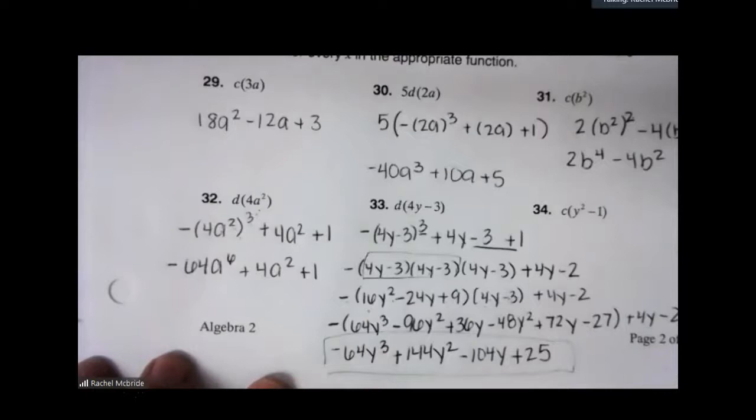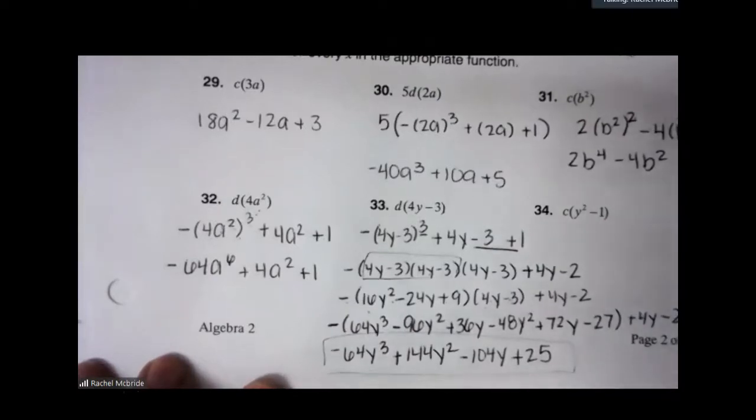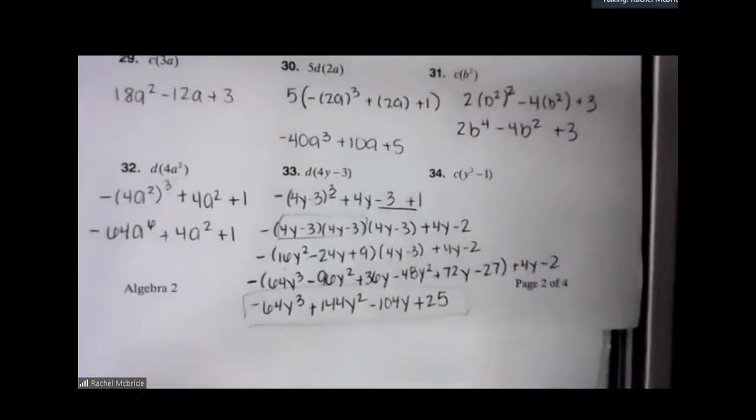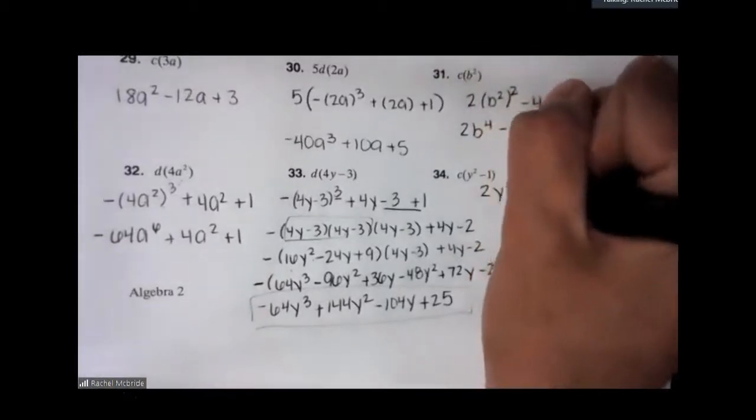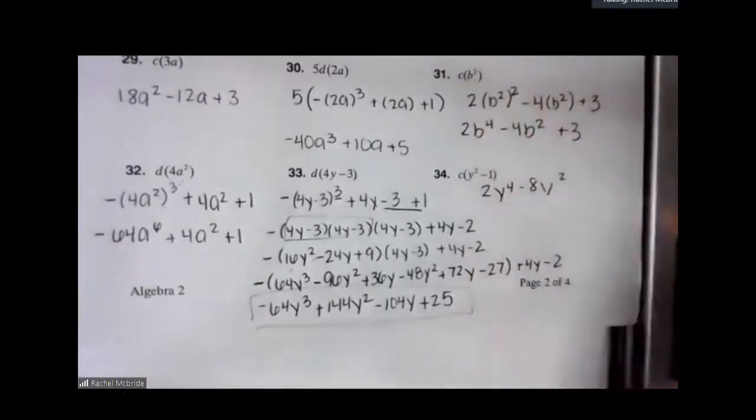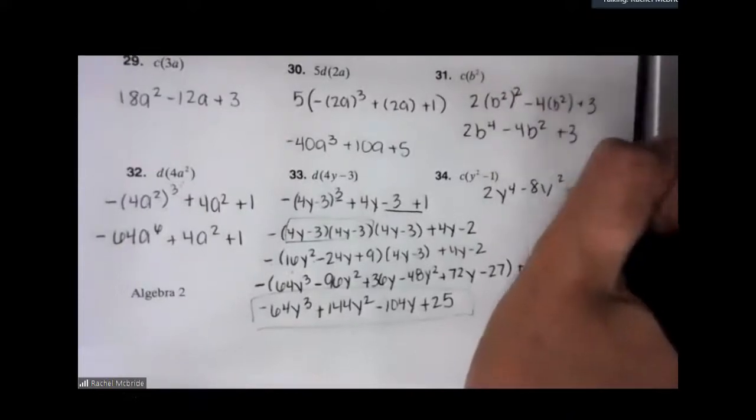So hopefully that helps for anybody, because that's pretty much a combination of everything we did. That takes you back to lesson 6.1, where you were looking at multiplying and dividing and adding and subtracting, all of those like terms. And then in 34, your final answer is 2y to the 4th minus 8y squared plus 9.